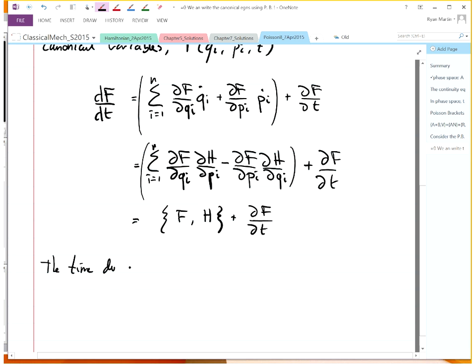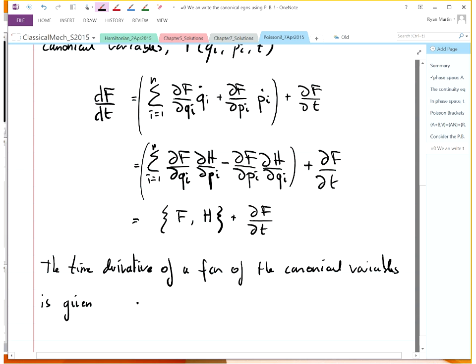So that's a very powerful statement. The time derivative of a function of the canonical variables is given by the Poisson bracket of that function and the Hamiltonian.